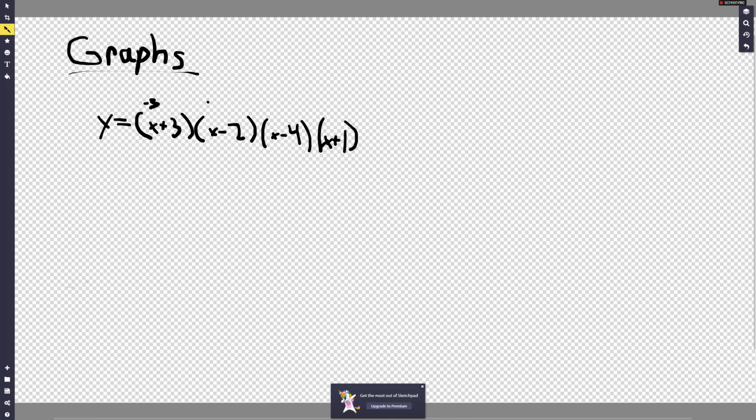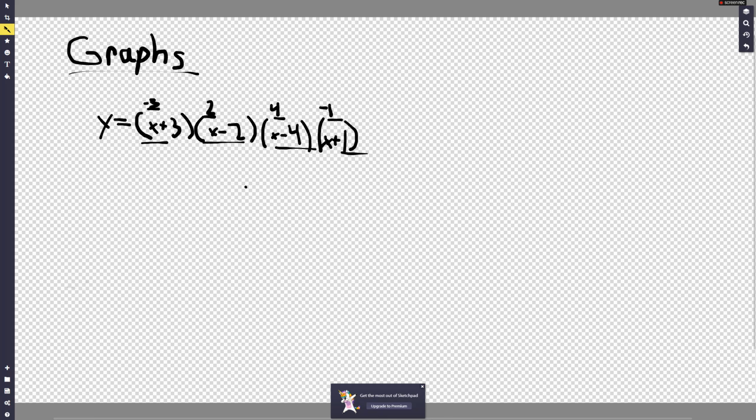Negative 2, well, the additive inverse is 2. Negative 4, 4, and positive 1, negative 1. So we just found the 4 zeros of our function. As you can see here, for every factor there's one x-intercept, right? But that's not always going to be the case.